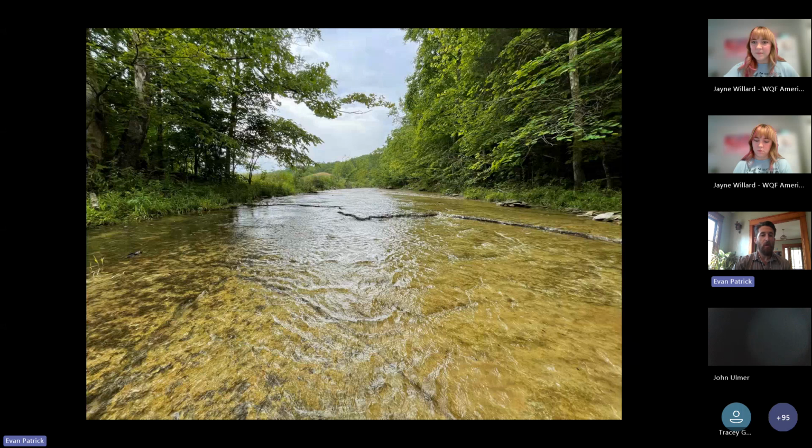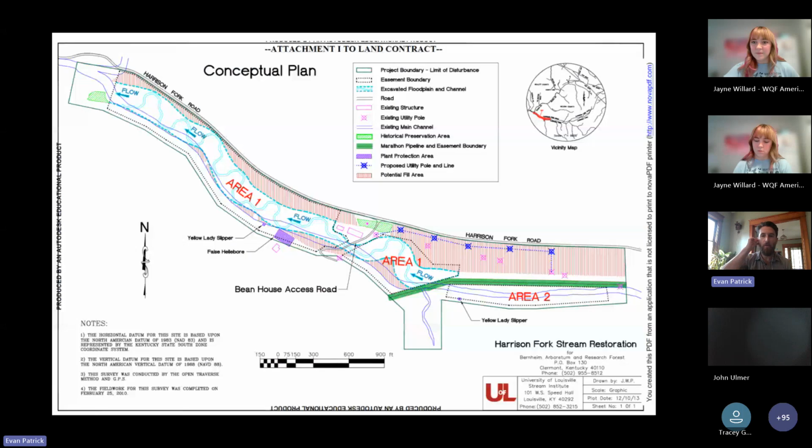And so we've been in the process for almost 2 decades now of getting permits and working with both the University of Louisville and the Wetland Studies and Solutions Incorporated company to design this stream restoration project. And so this is a conceptual plan of what this project looks like. We are currently underway in this restoration process. So what is currently completed is Area 1 right here.